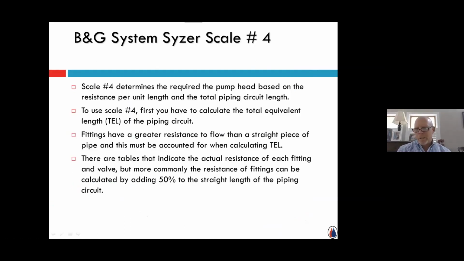Scale 4. So scale 2 and scale 3 are pressure drop and velocity. Scale 2 and scale 3 are the one time where the scales work together. Once you have established scale 2 and you know your flow rate, you know the pipe size, you know the pressure drop, just glance down to scale 3 and make sure the velocity is not too high.